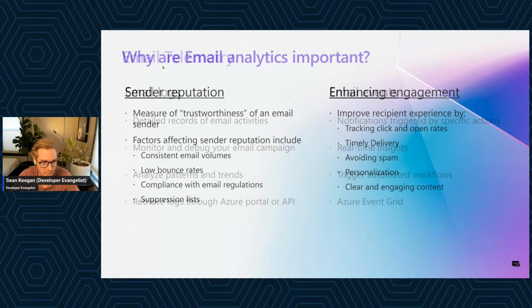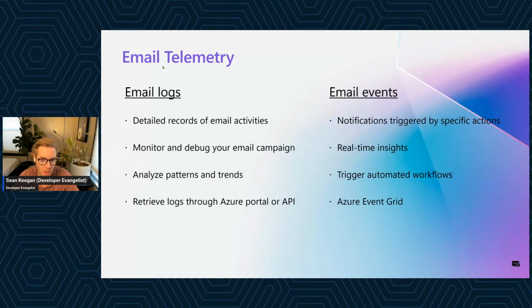And then the things we're going to talk about today, we're going to look at email logs and email events. So logs are going to be detailed records of the email activity. So was it clicked? Was it opened? And you're going to get this information about what happened. So you can use this to monitor and debug your campaign, analyze trends. And this information is available in the portal, which we'll look at in the demo, or programmatically via an API.